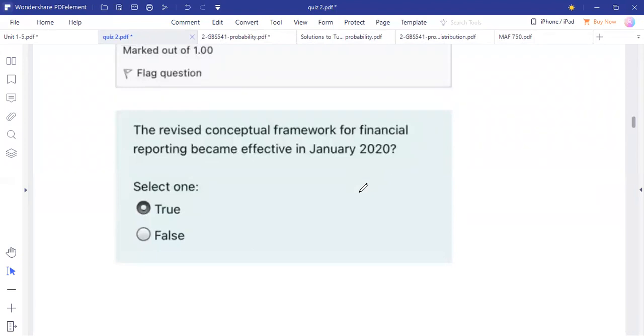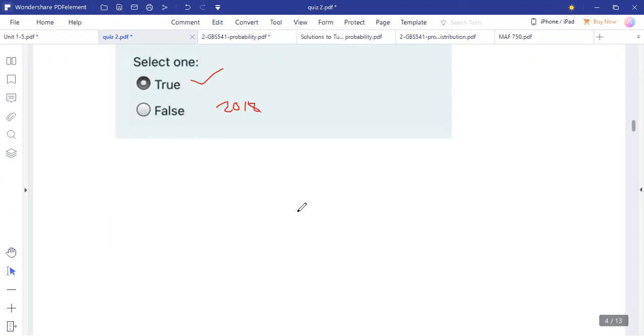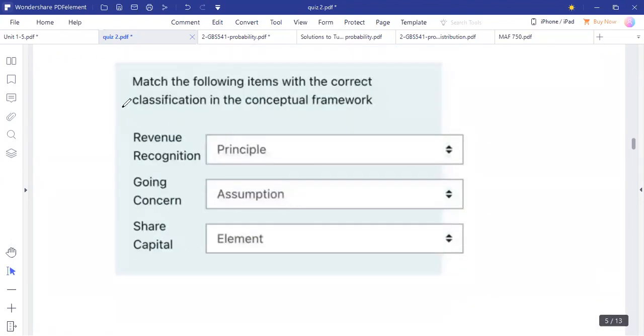The revised Conceptual Framework for financial reporting became effective when? 2020. That's true? Yes. What was the initial date? 2018. Remember? Okay. Then answer the following with the correct classifications in the conceptual framework. Revenue recognition is a principle, going concern is an assumption, and share capital is an element.